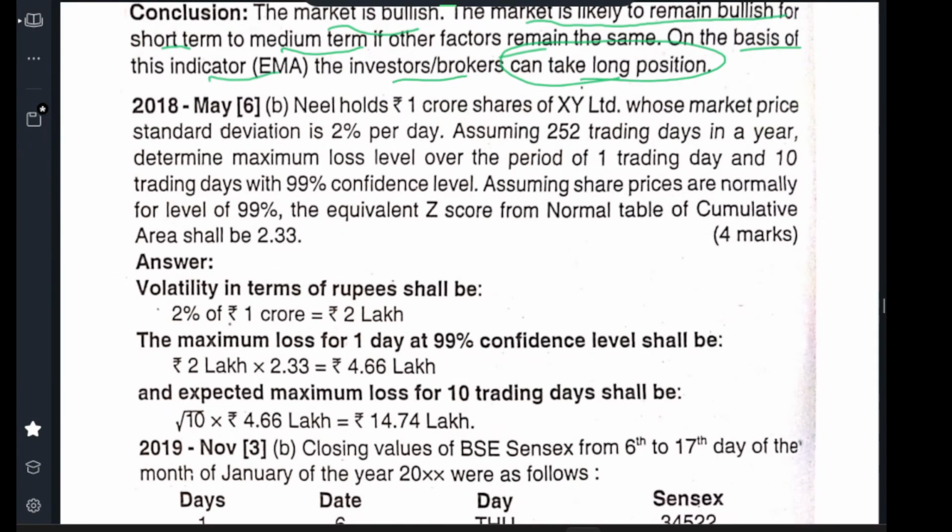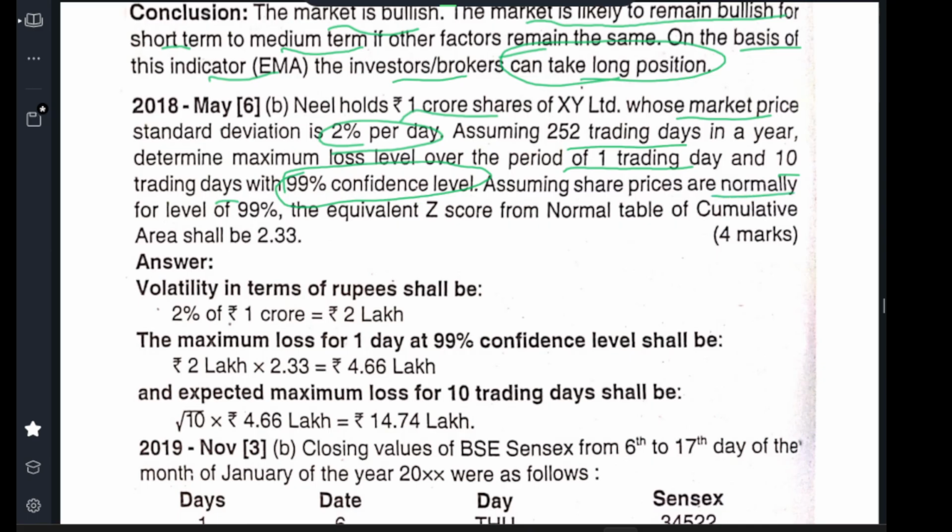Neil holds shares worth 1 crore rupees in X Limited, whose market price standard deviation is 2% every day. Assuming 250 trading days, determine the maximum loss for a period of 1 trading day and 10 trading days with a 99% confidence level.